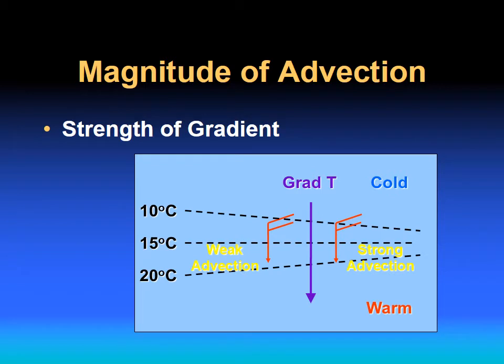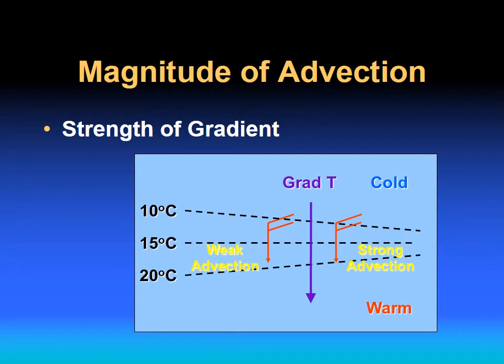Here's another case, where you have the same wind, the same direction and the same speed. They're both 20 knots moving to the south, but the gradient is different. The gradient is pointing to the south, but you have a weaker gradient. In other words, the temperature doesn't change as much over a given distance on the left, but a much stronger gradient on the right, where the change in temperature is very rapid over a short distance. So you have a stronger gradient, and it implies a stronger advection on the right side than on the left side.